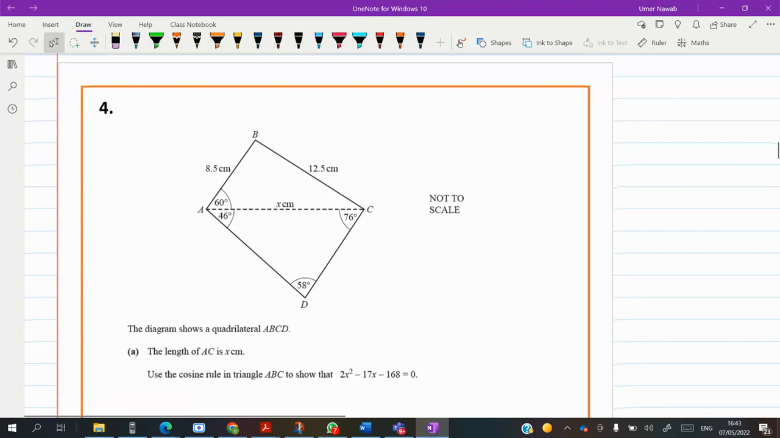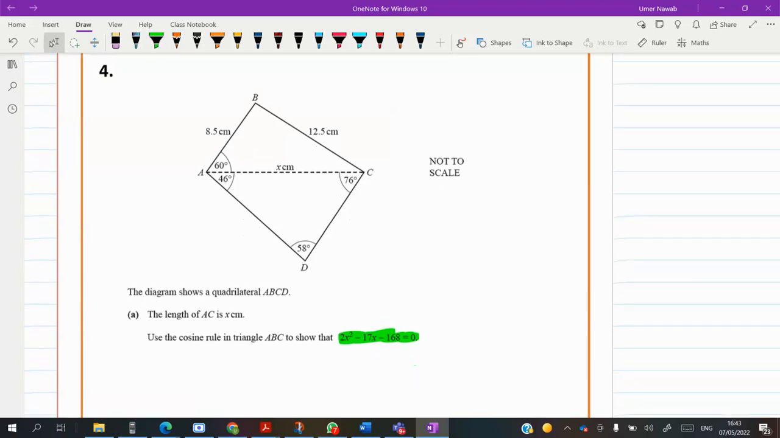Next, question number 4. The length of AC is x. Oh, so we want to construct an equation of this form.